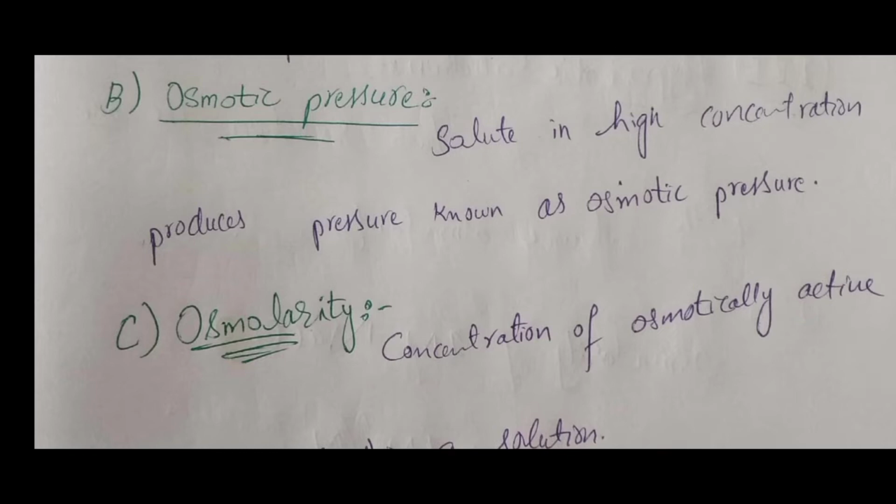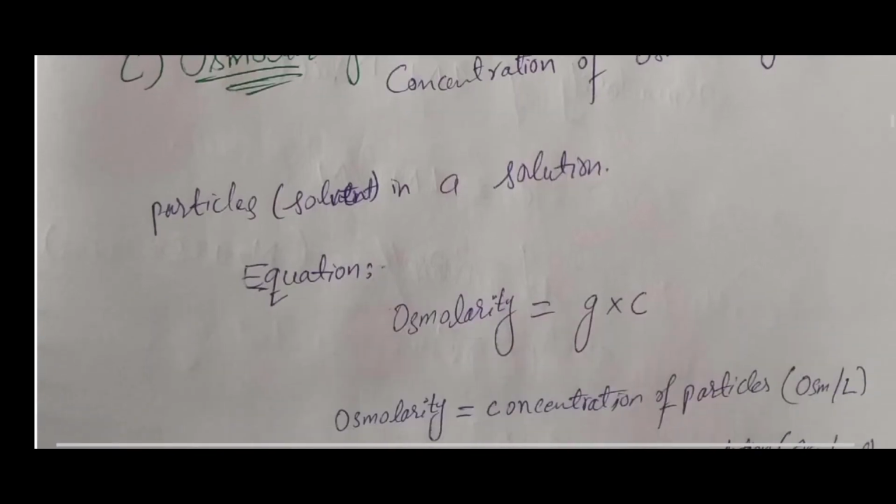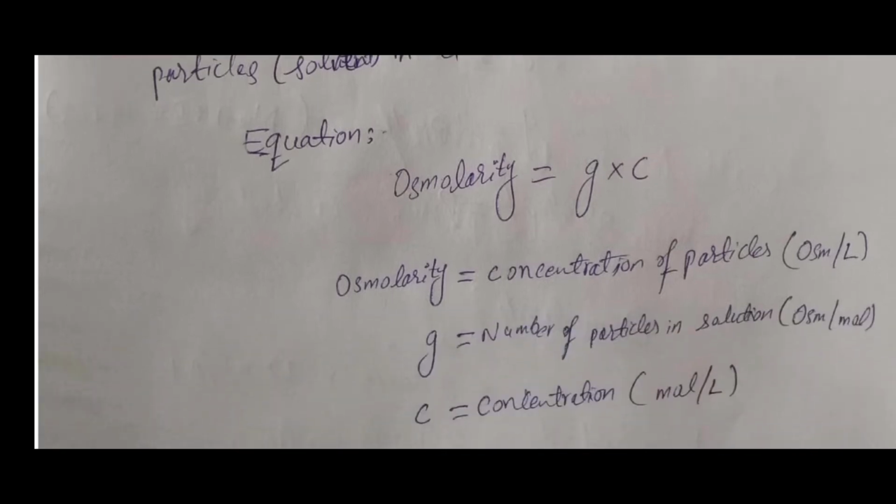And another is the osmolarity. What is osmolarity? Osmolarity basically is the amount or concentration of osmotically active particles, solute particles, in a solution. The equation for osmolarity is equal to G multiplied by C. In this equation, G stands for the number of solute particles in a solution, meaning osmole per mole, and C stands for concentration, mole per liter.